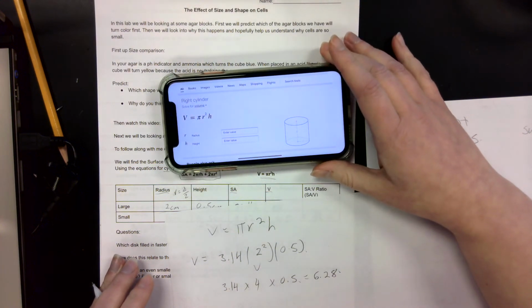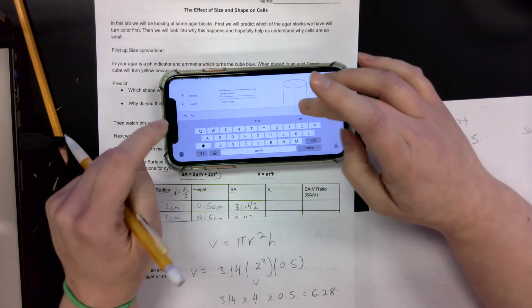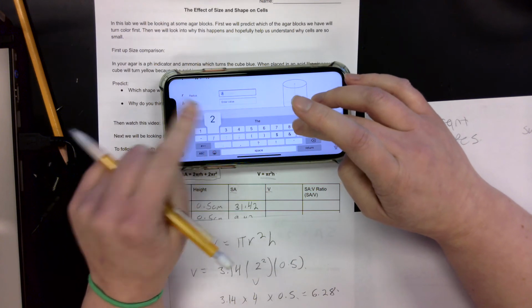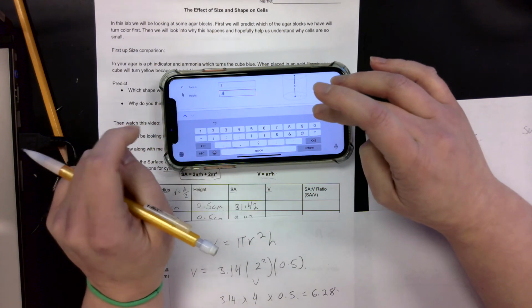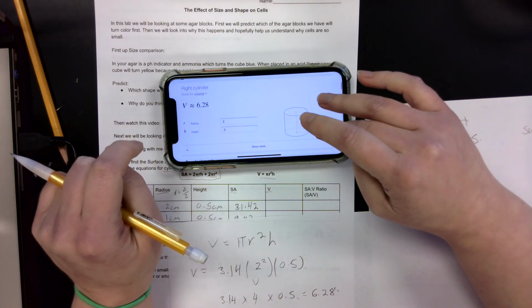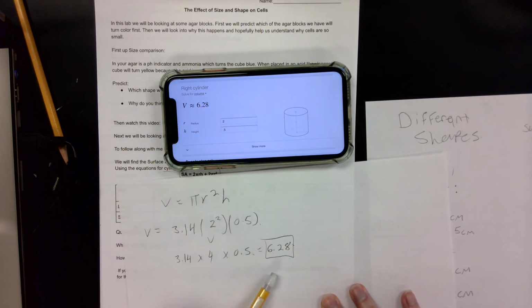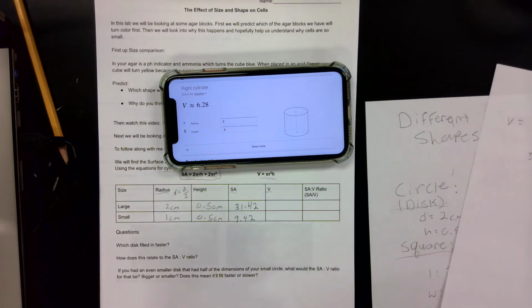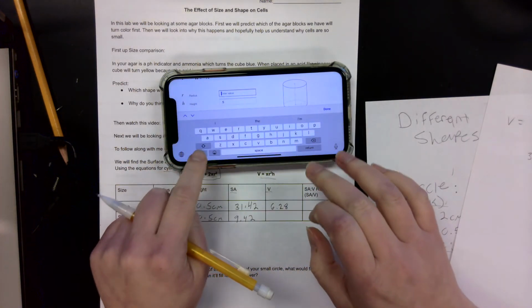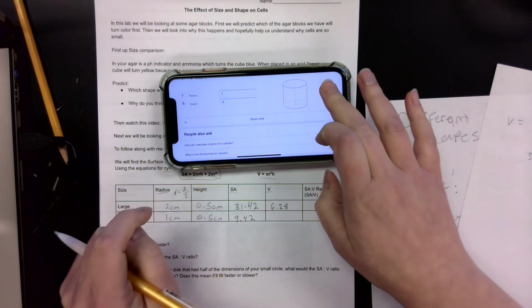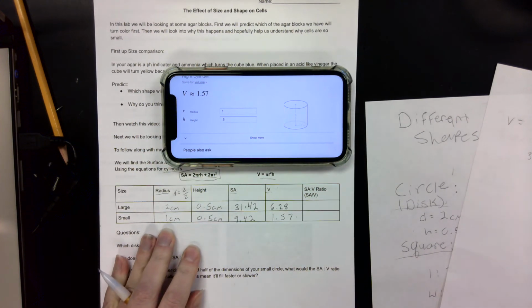Volume for a cylinder. Let's just double check how we did for our large one. Radius was 2. Height was 0.5. Yep, 6.28. So sometimes you get close, other times you don't. So 6.28. Do our other one, which is 1.57.